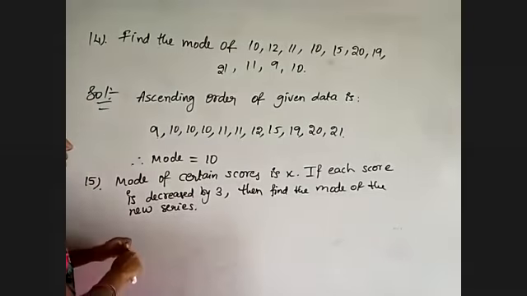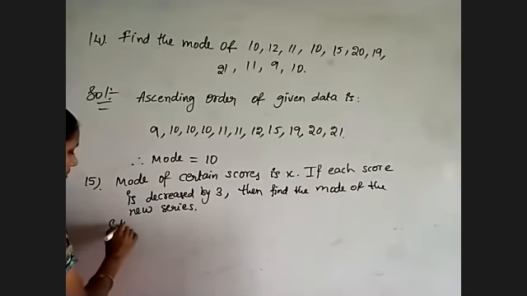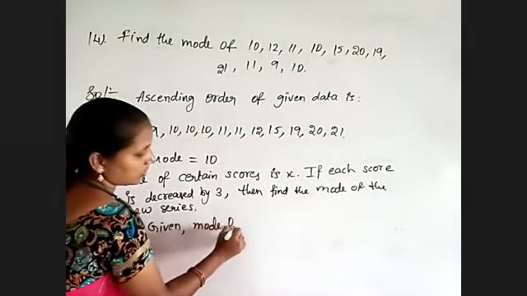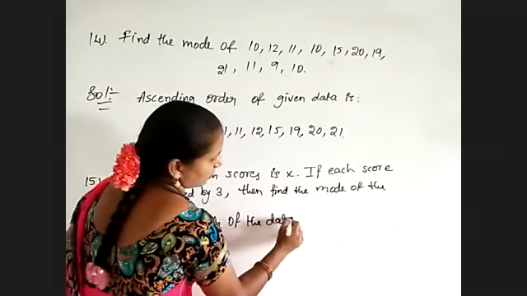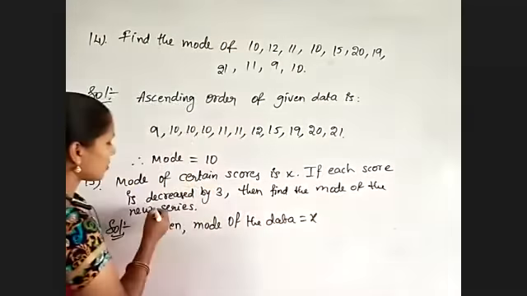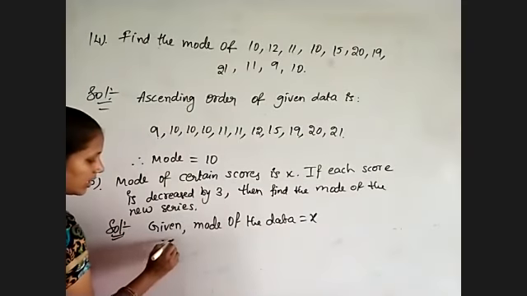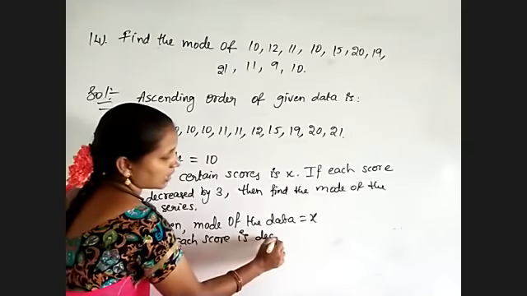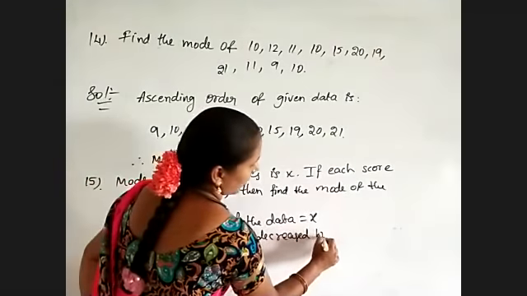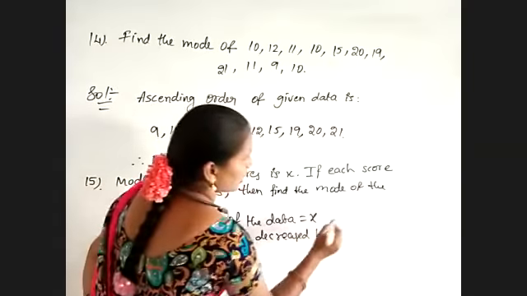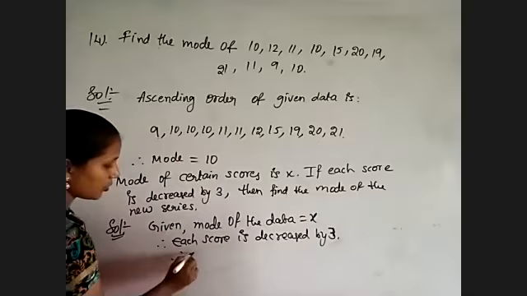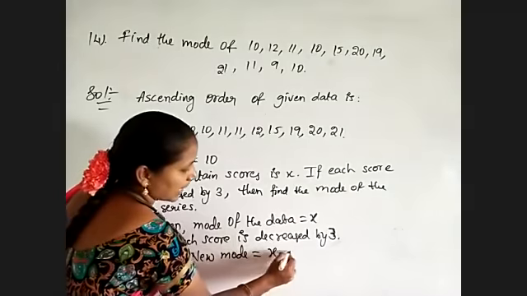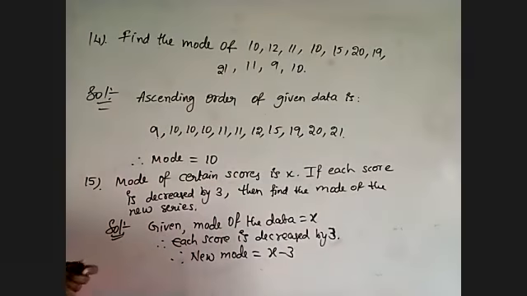Therefore, given mode of the data is equal to x, each score is decreased by 3, then the mode is also decreased by 3. Therefore, the new mode will become x minus 3. Okay.